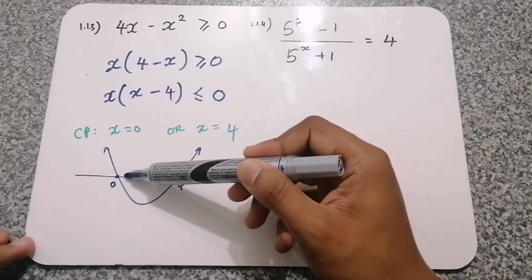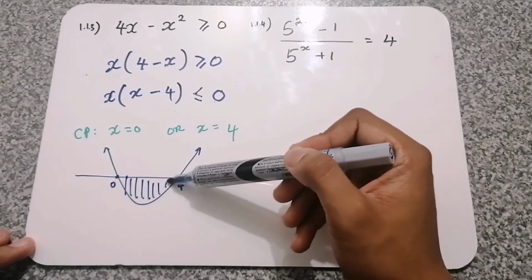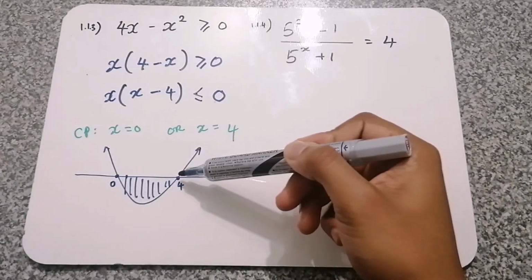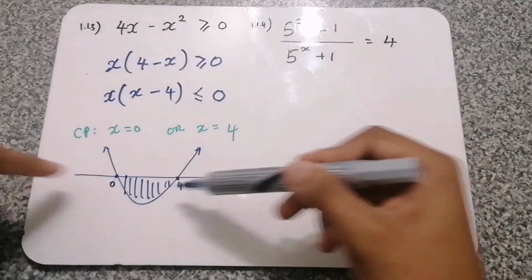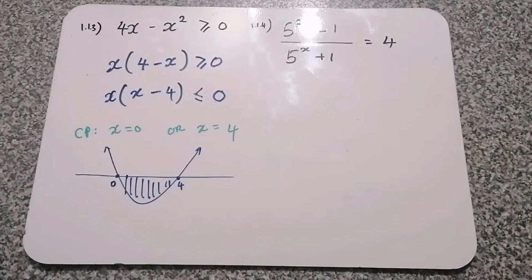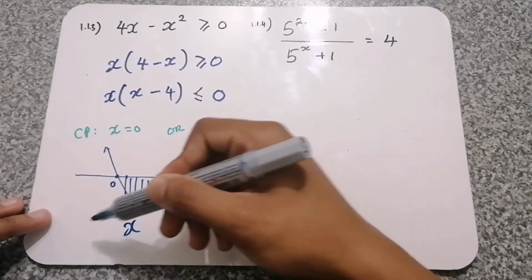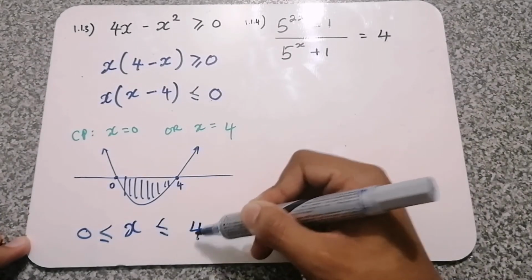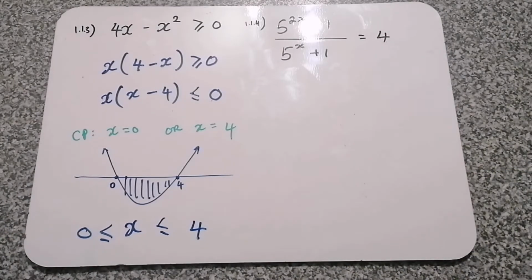It's going to be the entire part of this quadratic function that is less than 0. So it's all the x values greater than 0 and less than 4. It's these x values that is represented here. All the x values greater than 0 but less than or equal to 4. Okay, now question number 4.